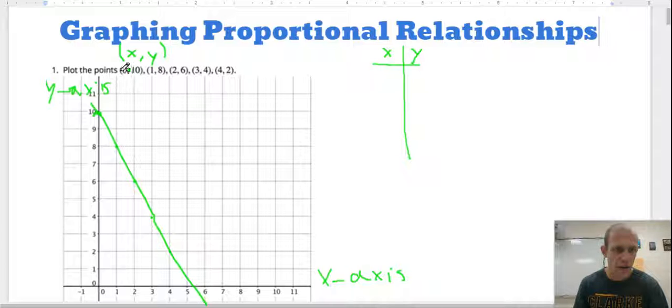So we're going to write down all the x coordinates, which remember are the first ones. So 0, 1, 2, 3, and 4. Next, we're going to write down the y coordinates, which are the second ones. So 10, 8, 6, 4, and 2.